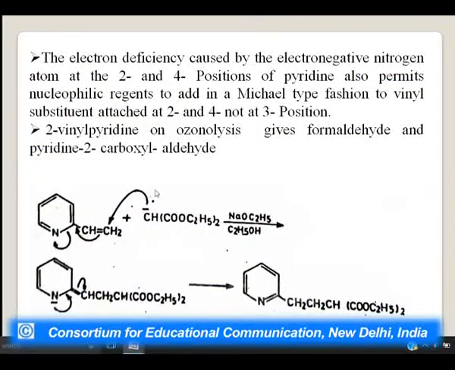2-vinyl pyridine on ozonolysis gives formaldehyde and pyridine 2-carboxaldehyde. You can see how the reaction proceeds, or Michael type reaction. With the characteristic electron withdrawing nature of this nitrogen, this carbanion, or we can say this carbethoxy carbanion or nucleophile attacks this carbon, and you will get this kind of addition product, followed by rearrangement you will get this kind of product.